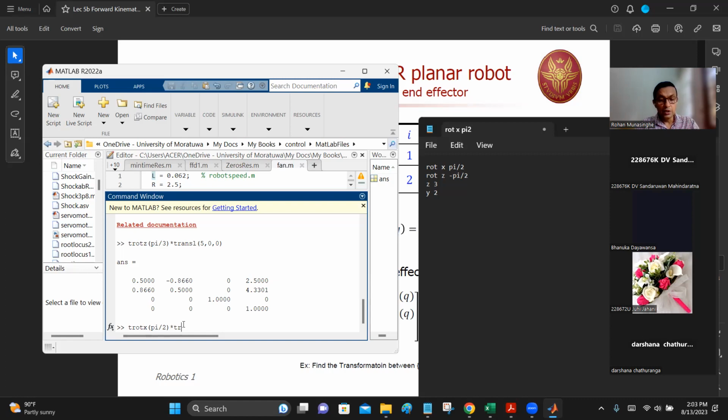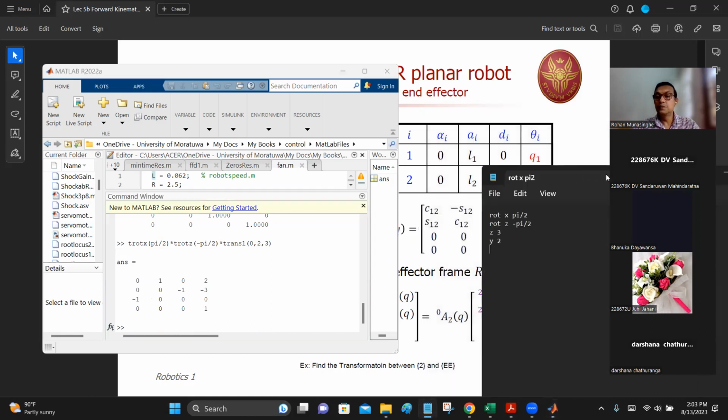So that is T rot Z. This time it is minus pi by 2, multiplied by the translation. Actually, I can do the 2 translations together, right? Z 3, Y 2, no X. So it is 0 for X, and for Y it is 2, and for Z it is 3. All right. So this is the answer I get.